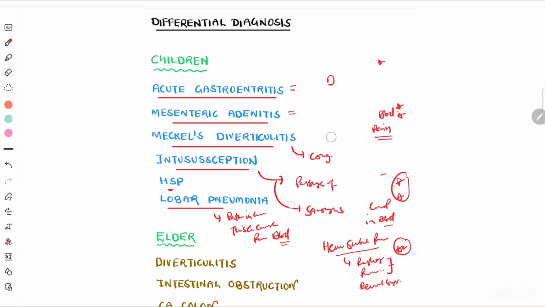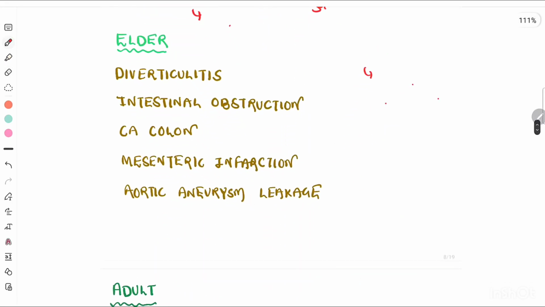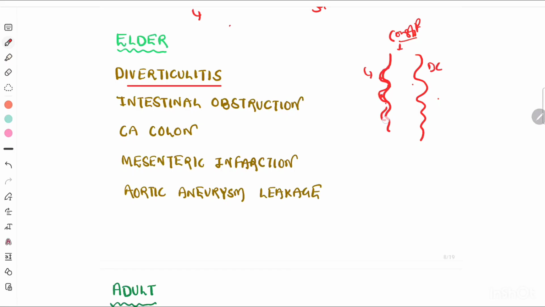After discussing these points, we are now going to discuss the differential diagnosis in the elder. In the elder, there can be one cause like diverticulitis. What is diverticulitis? In old patients, there is constipation, and due to the constipation, there will be increase in intraluminal pressure of the descending colon, and the mucosa protrudes out, which is known as diverticula. If there is infection and inflammation in these diverticula, this is known as diverticulitis.